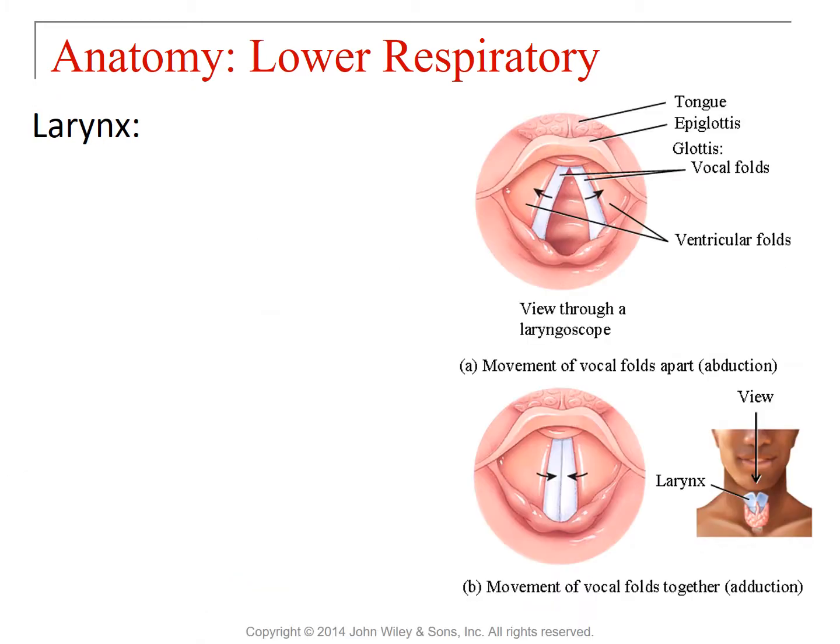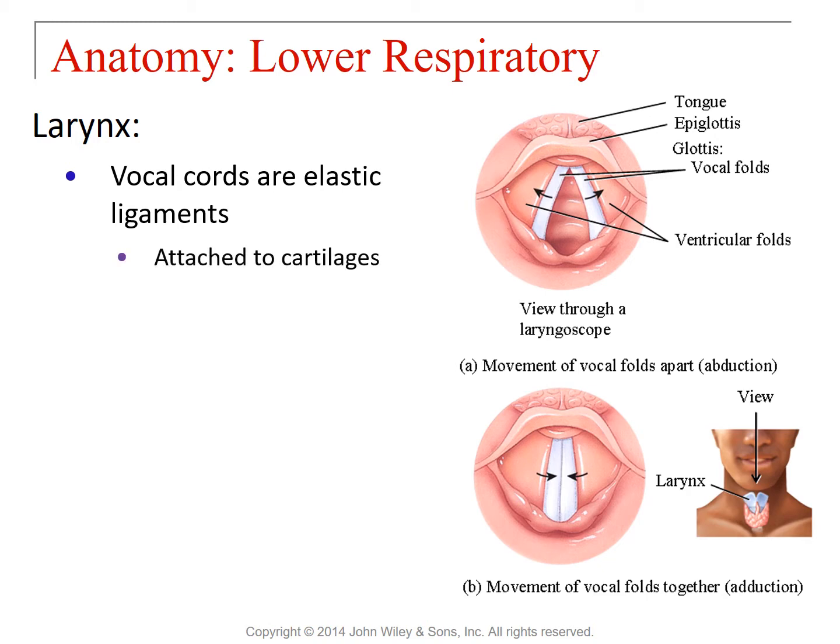All right, now the larynx itself has the vocal cords, and these are elastic ligaments. And what you can see when you have the movement of vocal folds apart, this is abduction. When they move together, it's adduction. So these are going to move back and forth. So they are attached to the arytenoid cartilages.